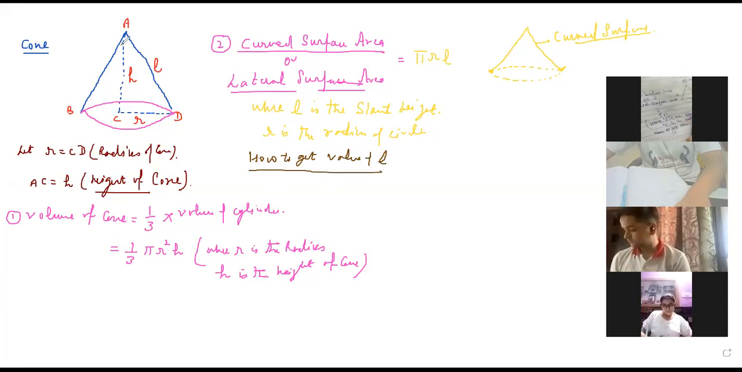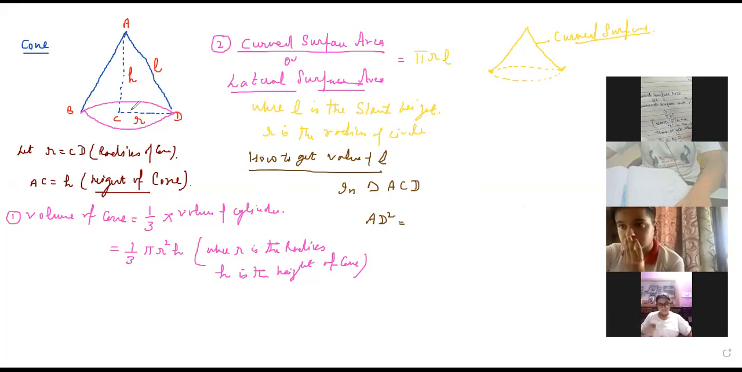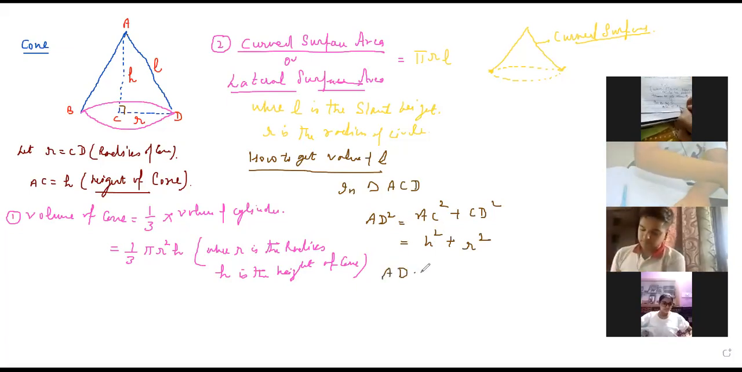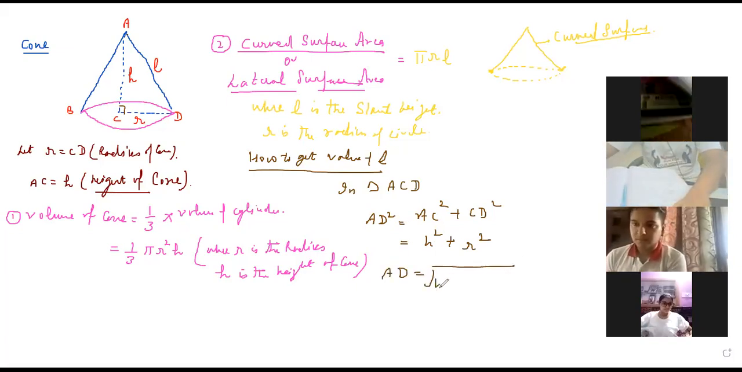Now see, if I consider triangle ACD, this is AD square, because this is a right circular cone, this angle is 90, so AD will be the hypotenuse. AD square is equal to AC square plus CD square. The value of AC is height, the value of CD is R. So the value of AD is under root of H square plus R square square units.